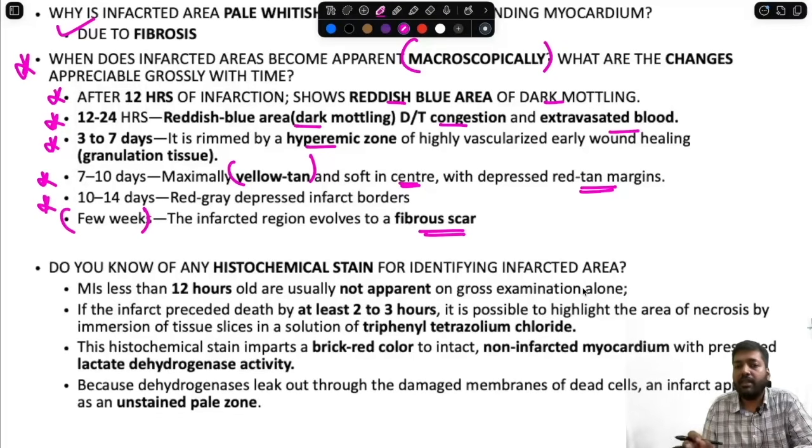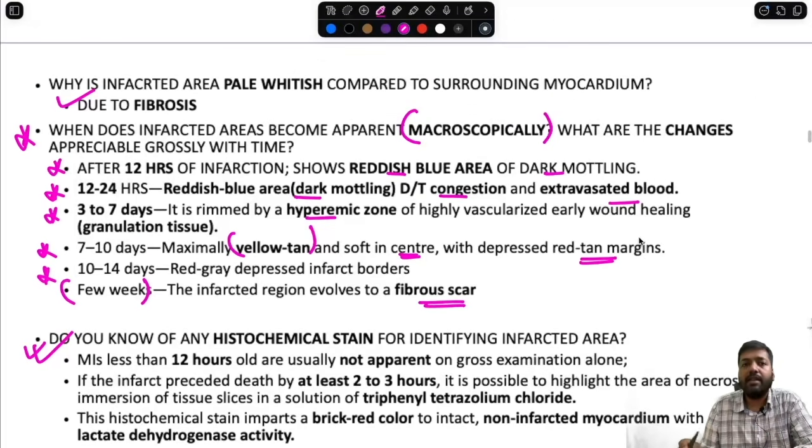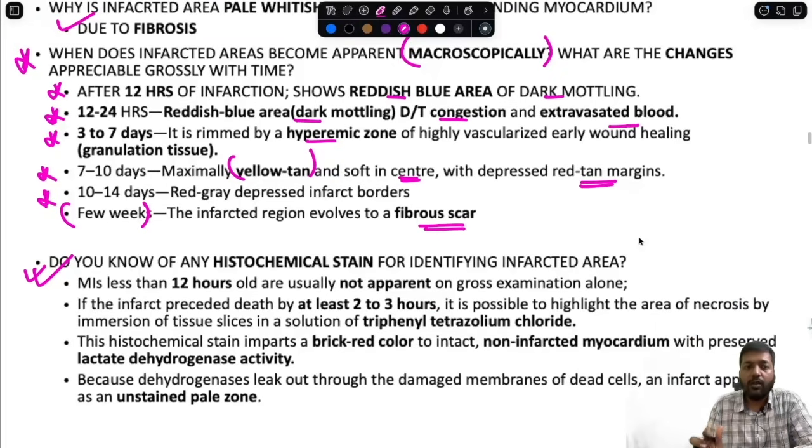Now remember one thing, why it is very important: if myocardial infarction is asked, this question will be asked 110% to everyone. So why is it there? Because the gross features of MI are appreciable only after 12 hours, not before 12 hours. So MIs less than 12 hours old are usually not apparent on gross examination alone. So we have to go for a histochemical stain.